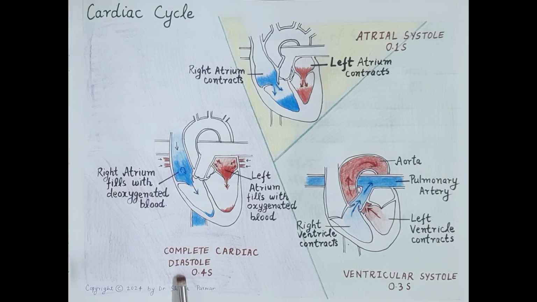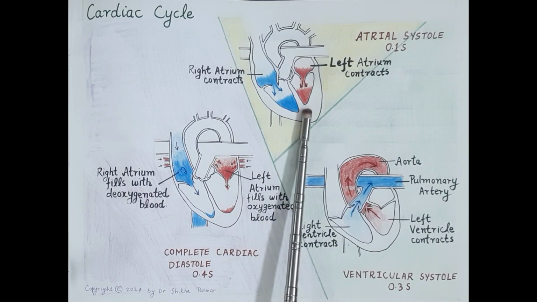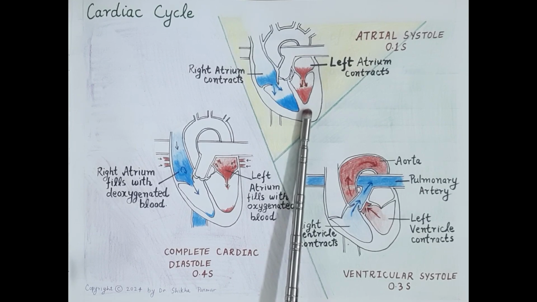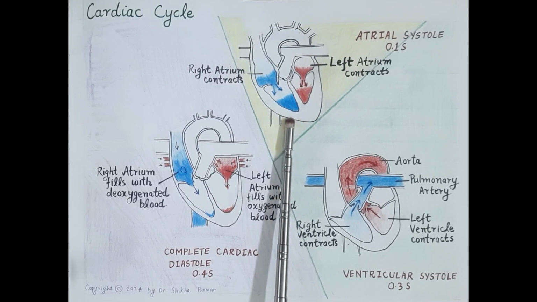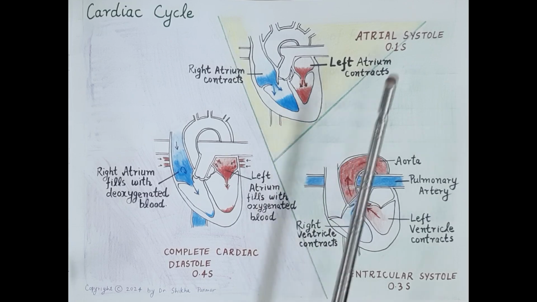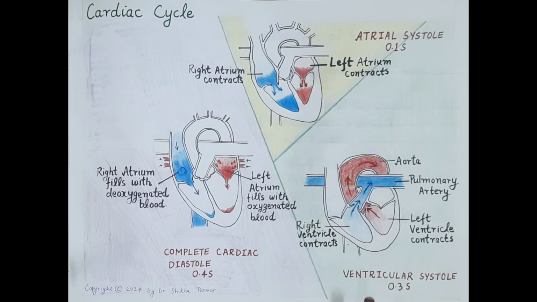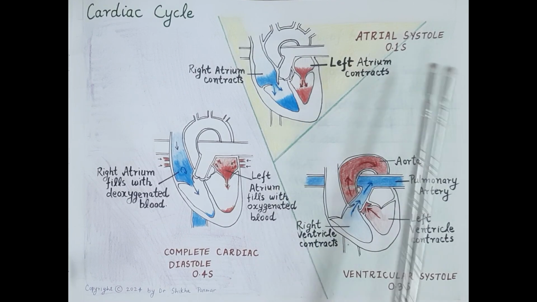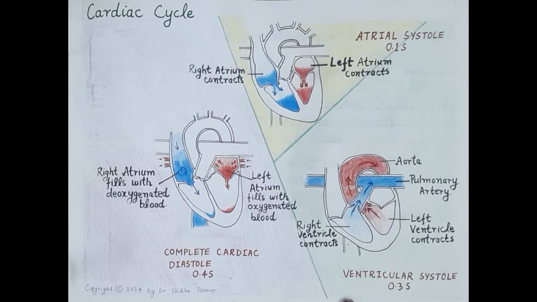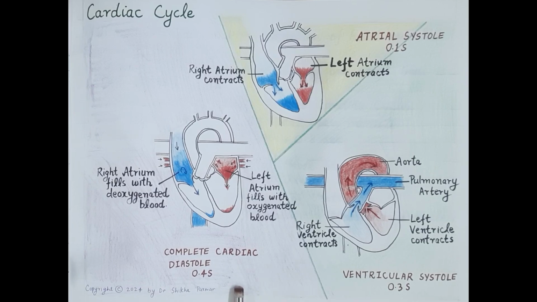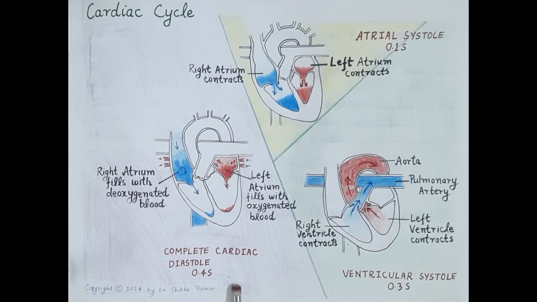Now, another very important thing. Here, the red color of the blood signifies that the blood is oxygenated, while the blue color signifies that the blood is deoxygenated. Now, as you can see here, the three phases of cardiac cycle are atrial systole, then atrial systole is followed by the ventricular systole, and ventricular systole is followed by the complete cardiac diastole.